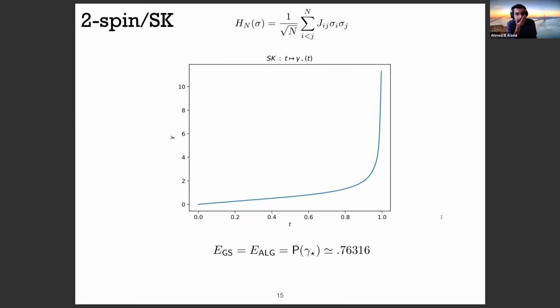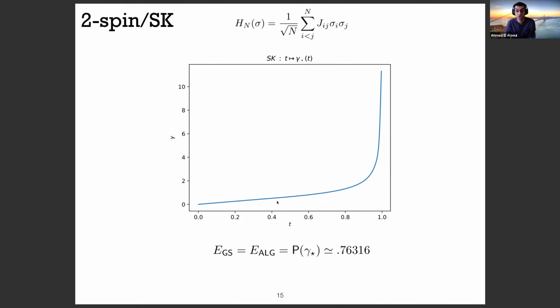Okay, so we did some simulations. In particular, for the 2-spin SK, we can solve these variational problems by discretizing them, and you can try to compute the optimal gamma. This optimal gamma is indeed strictly increasing for the Sherrington-Kirkpatrick quadratic model. You can compute the value, and the ground state is 0.76. This is related to the value that I showed you in the convex relaxation section of the talk. That would be just twice this value because of normalization.